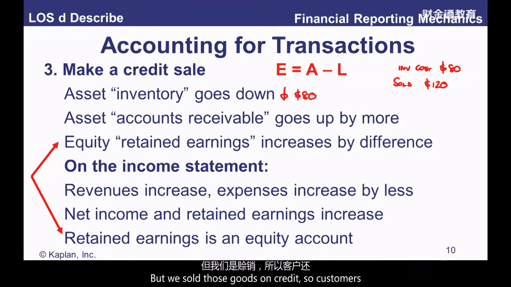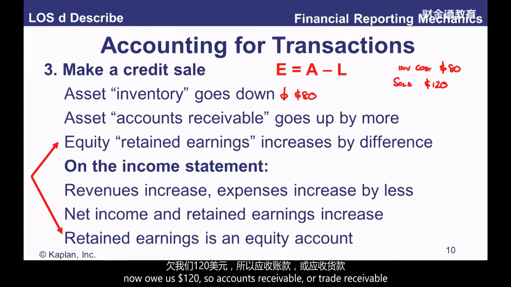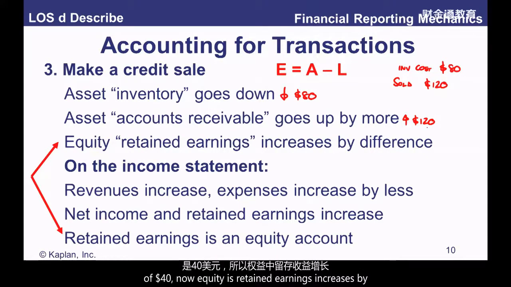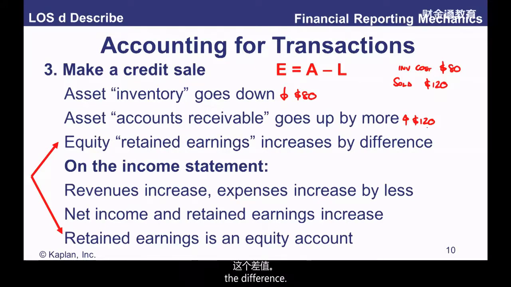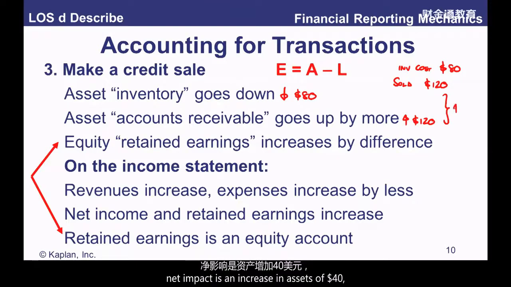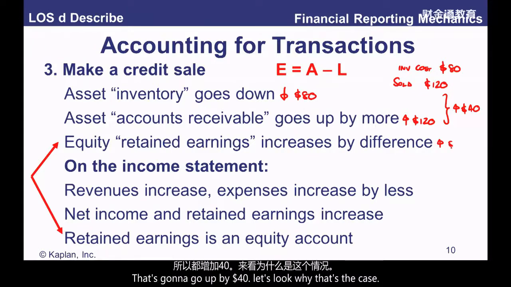But we've sold these goods on credit. So the customer now owes us $120. So accounts receivable or trade receivables is going to increase by $120. So notice, therefore, we've got a net increase in our asset of $40. Now, equity, it says retained earnings increases by the difference. So what we're saying is, look, when we look at these two over here, net impact is an increase in assets of $40. So if assets have gone up by $40, we're actually going to increase retained earnings, i.e. stockholders' equity, by $40. So that's going to go up by $40.